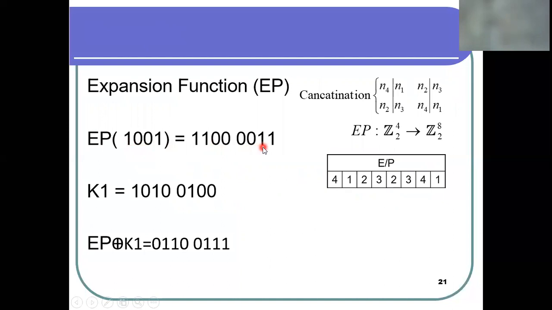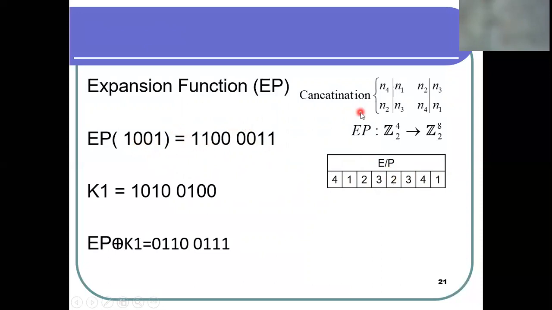11010011. So the first position is the fourth bit. You have to place the fourth bit first, then the first on second, that is this one, and then the second bit is placed on the third position, and the third bit is placed on the fourth position. In a similar fashion we will do the rest of the calculation, and we will get 8 bits from 4 bits.